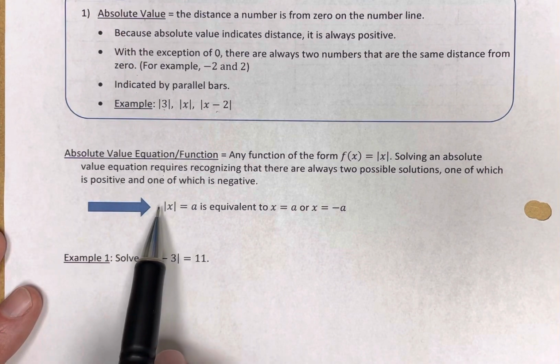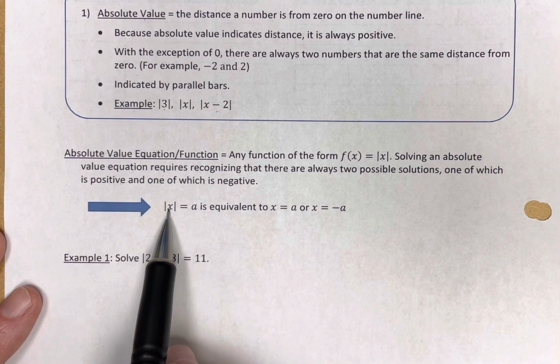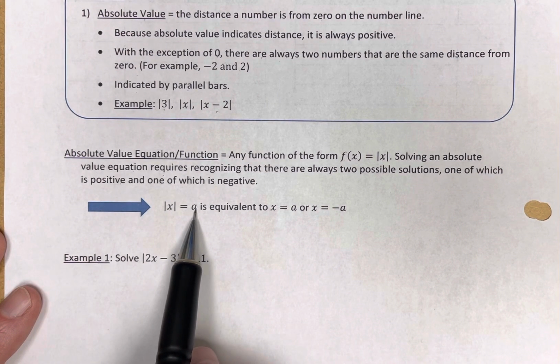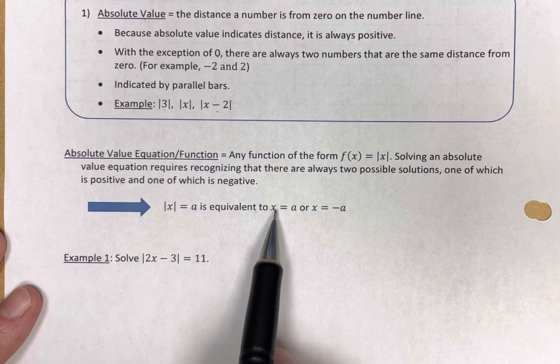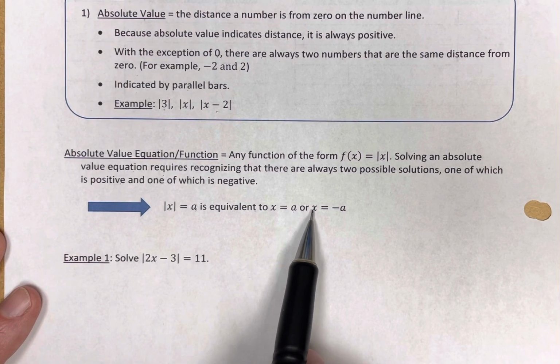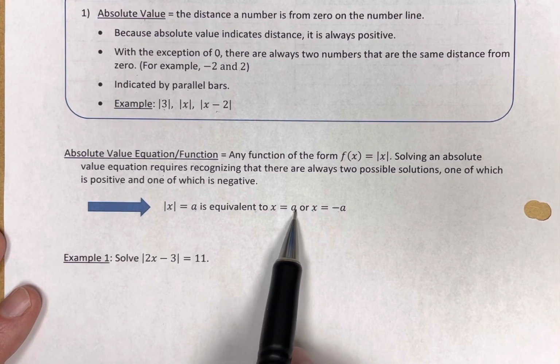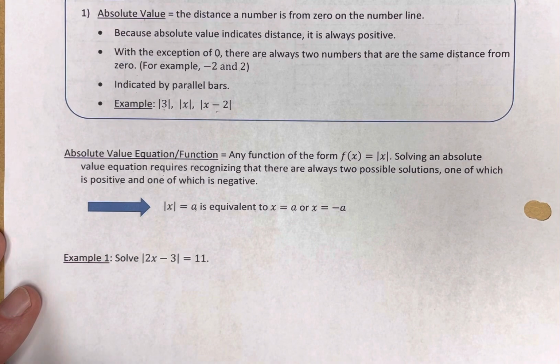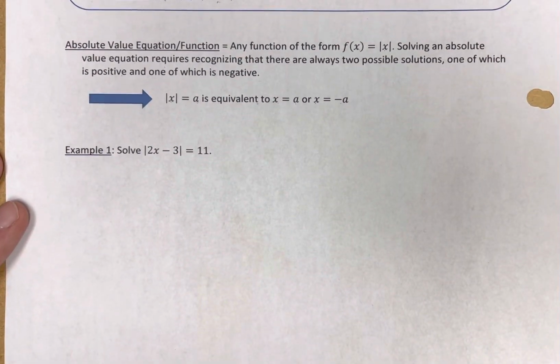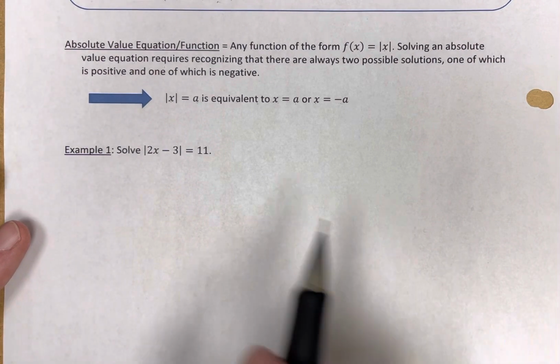That can be summed up here. The absolute value of x equals a is equivalent to x is equal to a positive or x is equal to a negative of a in this case. So let's solve these things and take a look at them graphically.